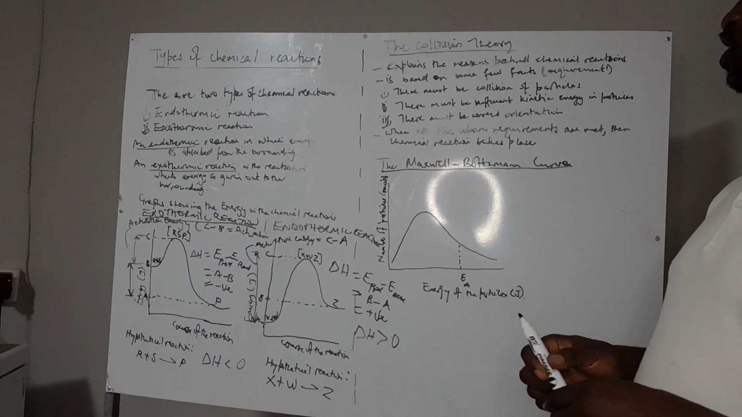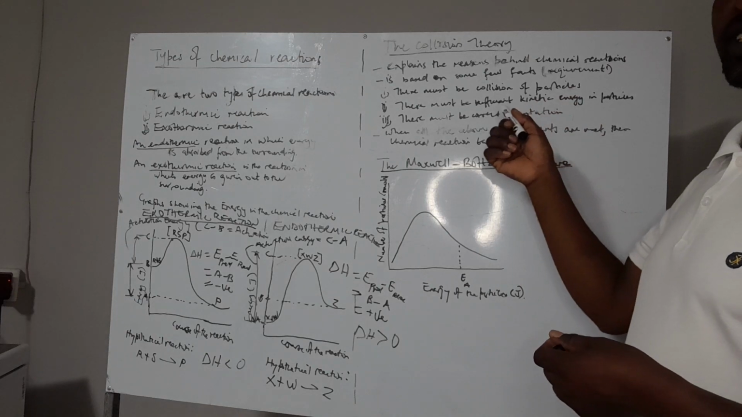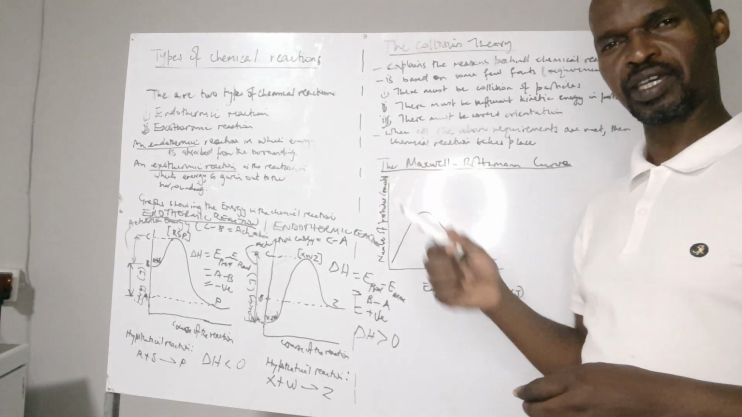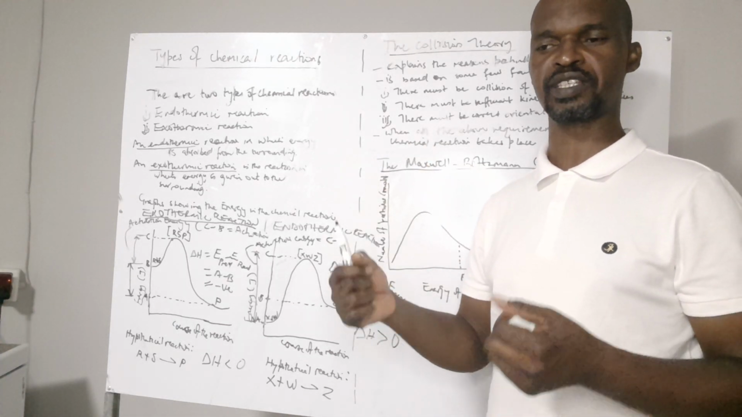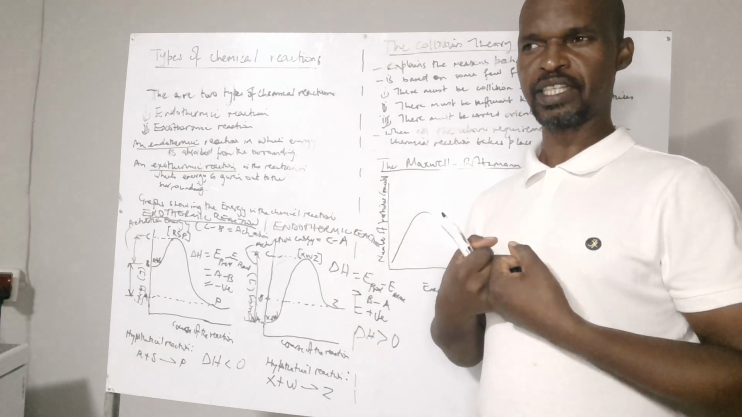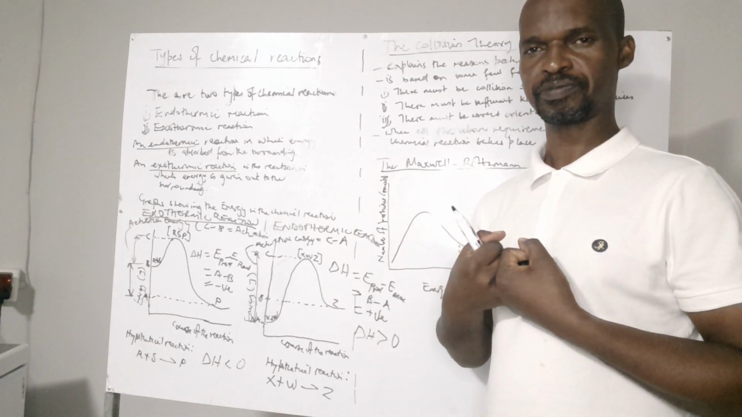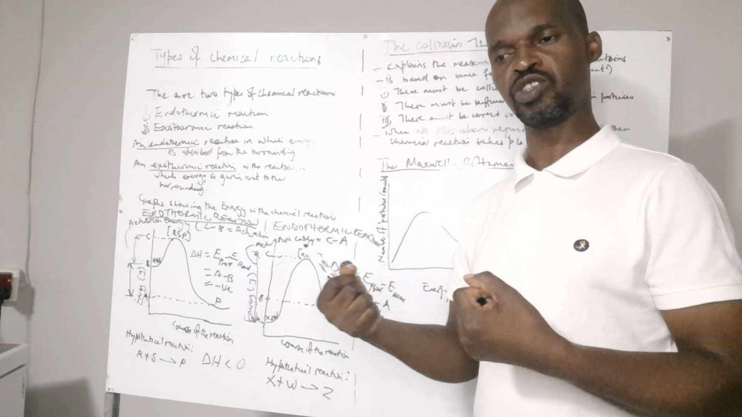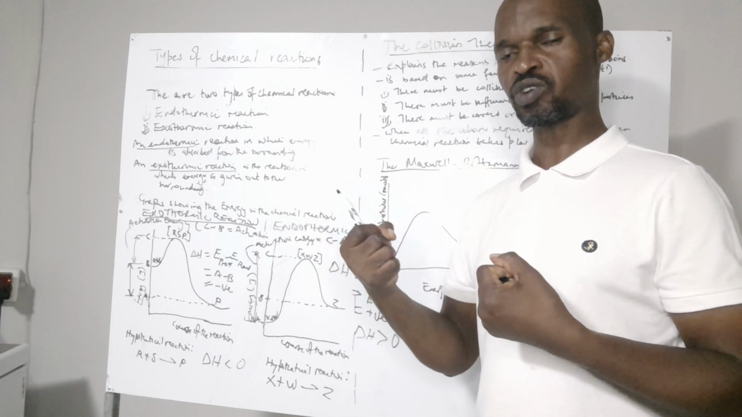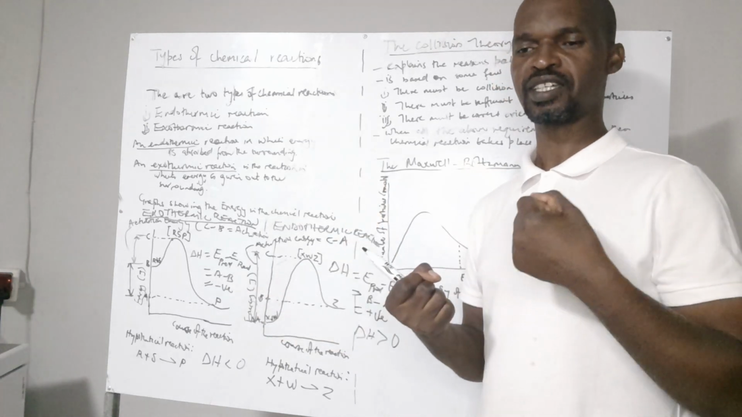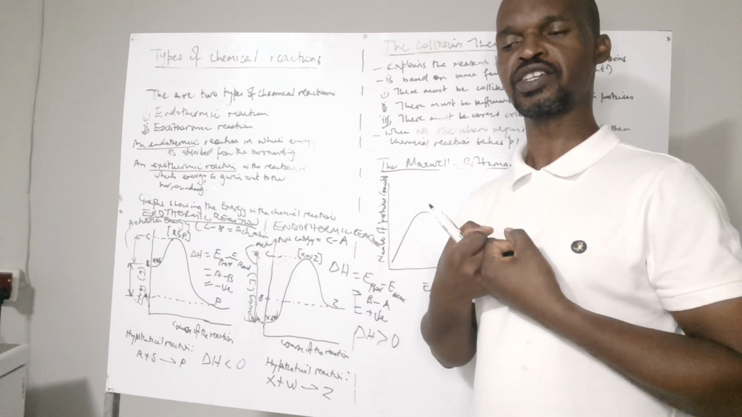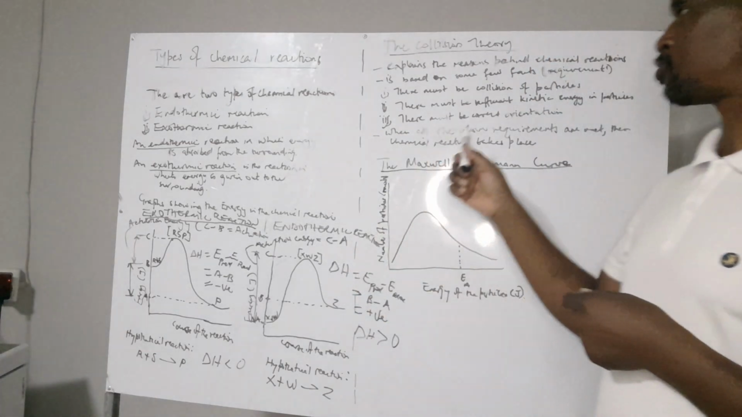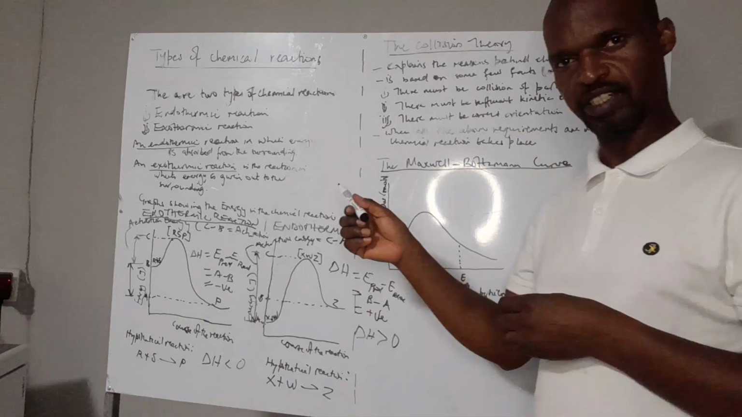First, there must be collision of the particles before the reaction can take place. In other words, we are not going to have a chemical reaction unless the particles of a substance collide. No two substances will just react to form a new product if particles of one substance and particles of another substance are not colliding so that they can react and form a new product. Hence, there must be collision before the reaction can take place.